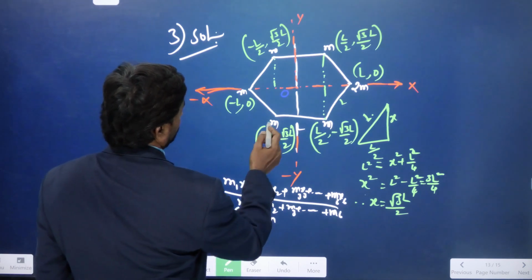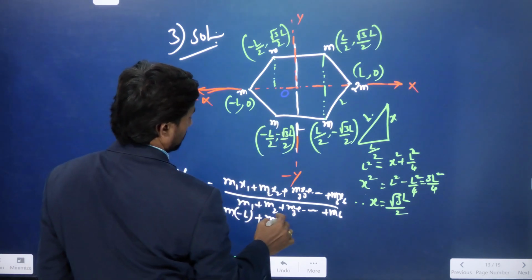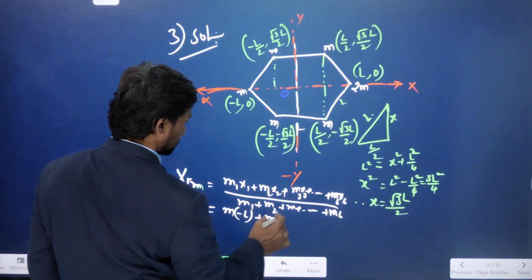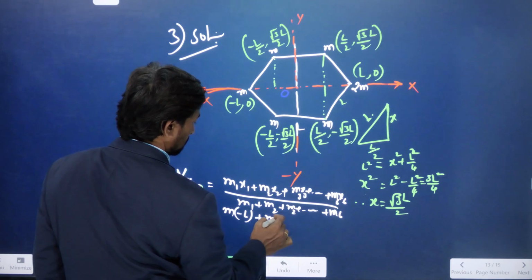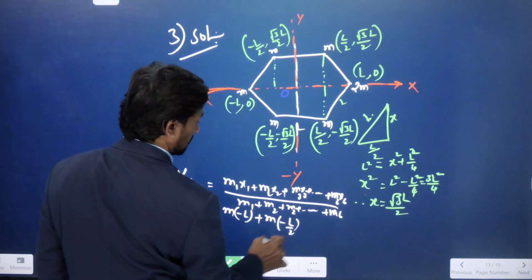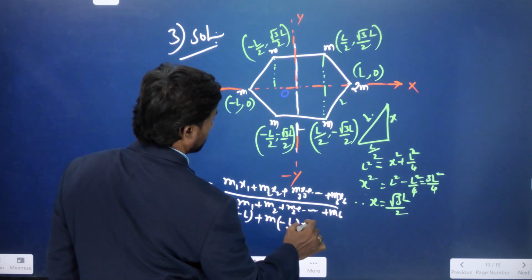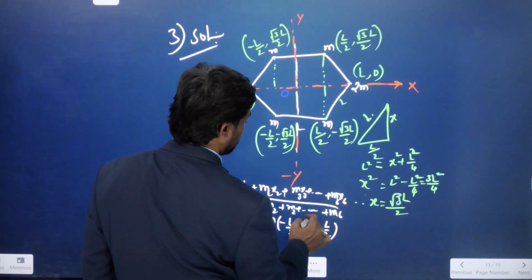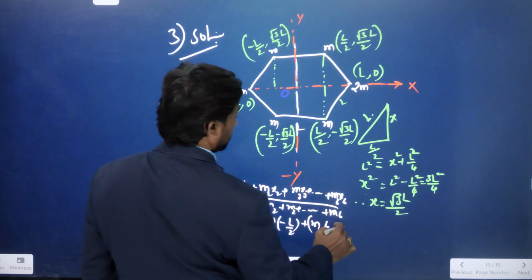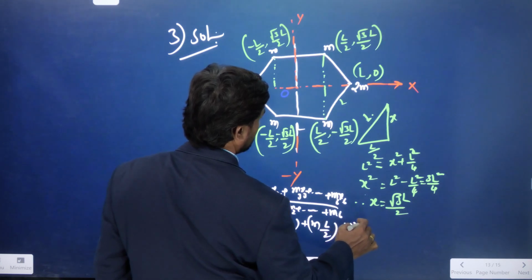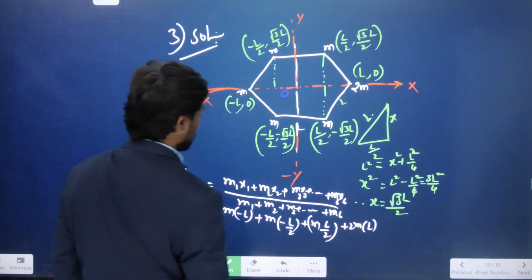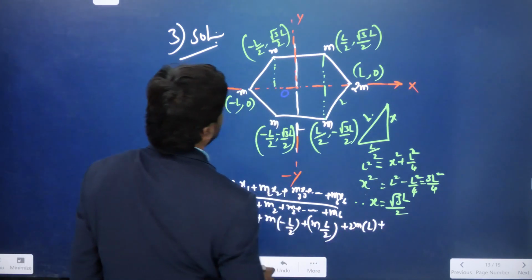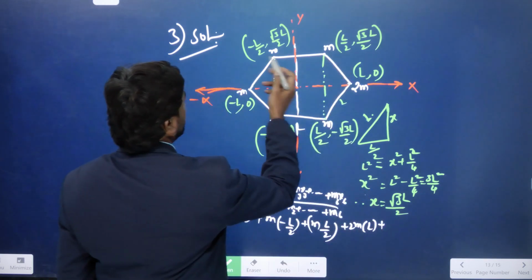x2, so m2 is m only, we can write x2 for this particle. It is minus L by 2 plus m into this is a plus L by 2, this will be the plus L by 2, and next 2m into L, 2m into L it is there, and plus m into L by 2 and here m into L by 2.